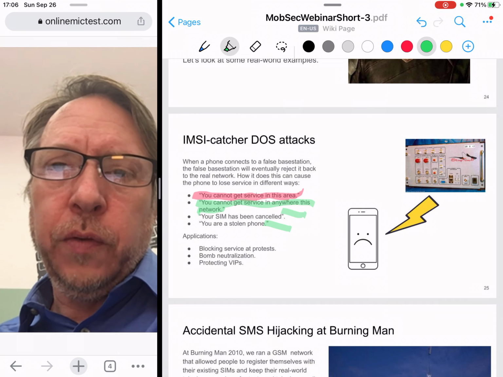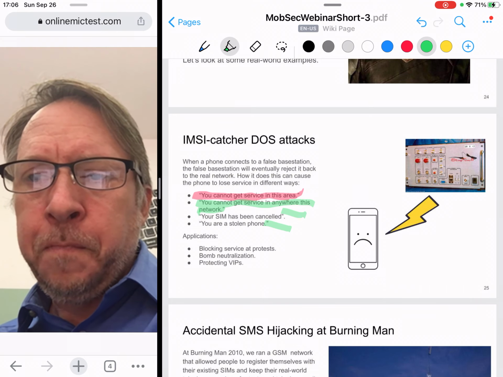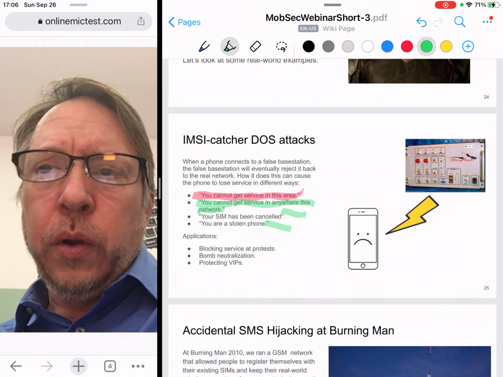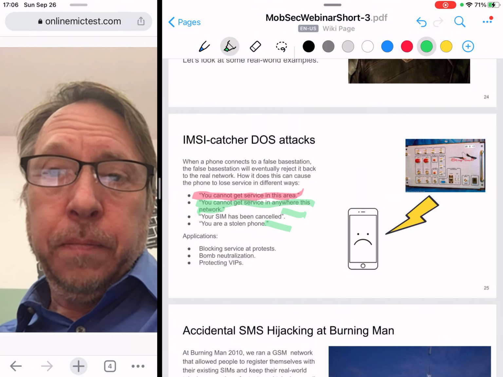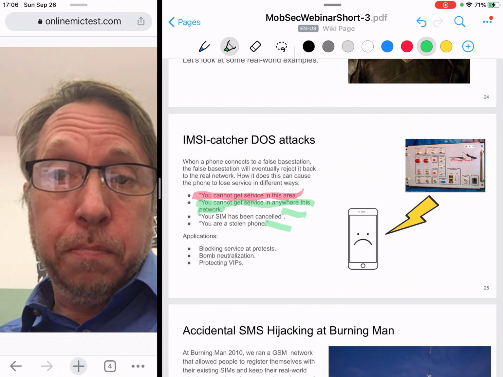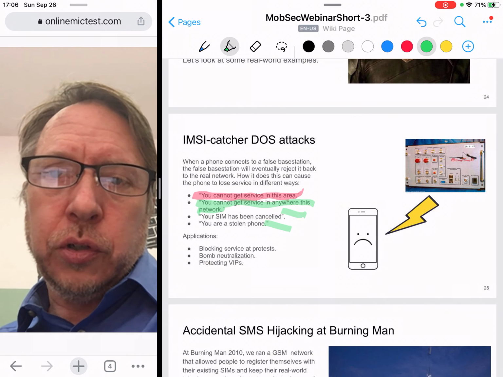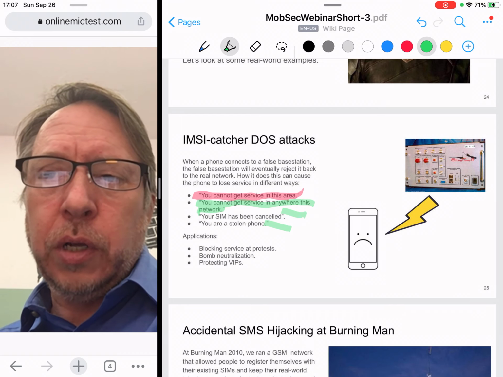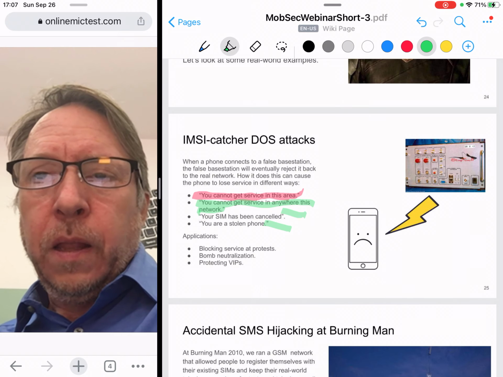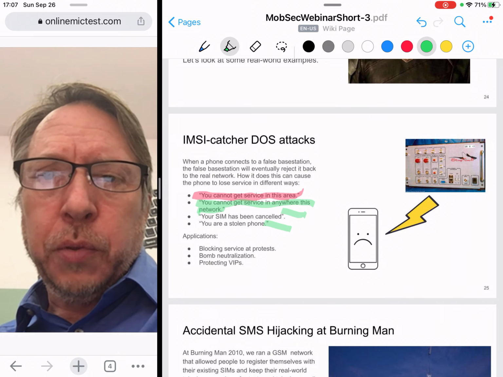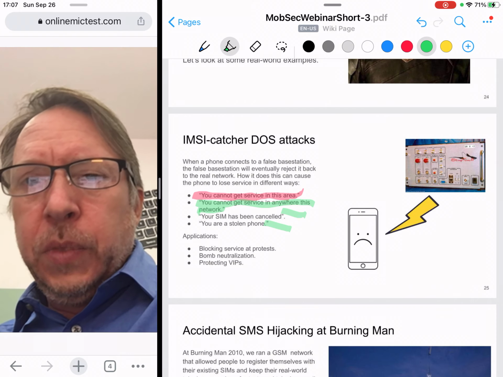So again, how will you use these types of denial of service attacks? You might choose to disrupt service at a protest. You might decide to deny cellular service to everybody who's on the ground in the protest. Bomb neutralization, which is one of the cases that we talked about in the previous slides. Protecting VIPs is another case, where the motorcade has an IMSI catcher that travels along with it, disrupting service for phones as it passes through the area.